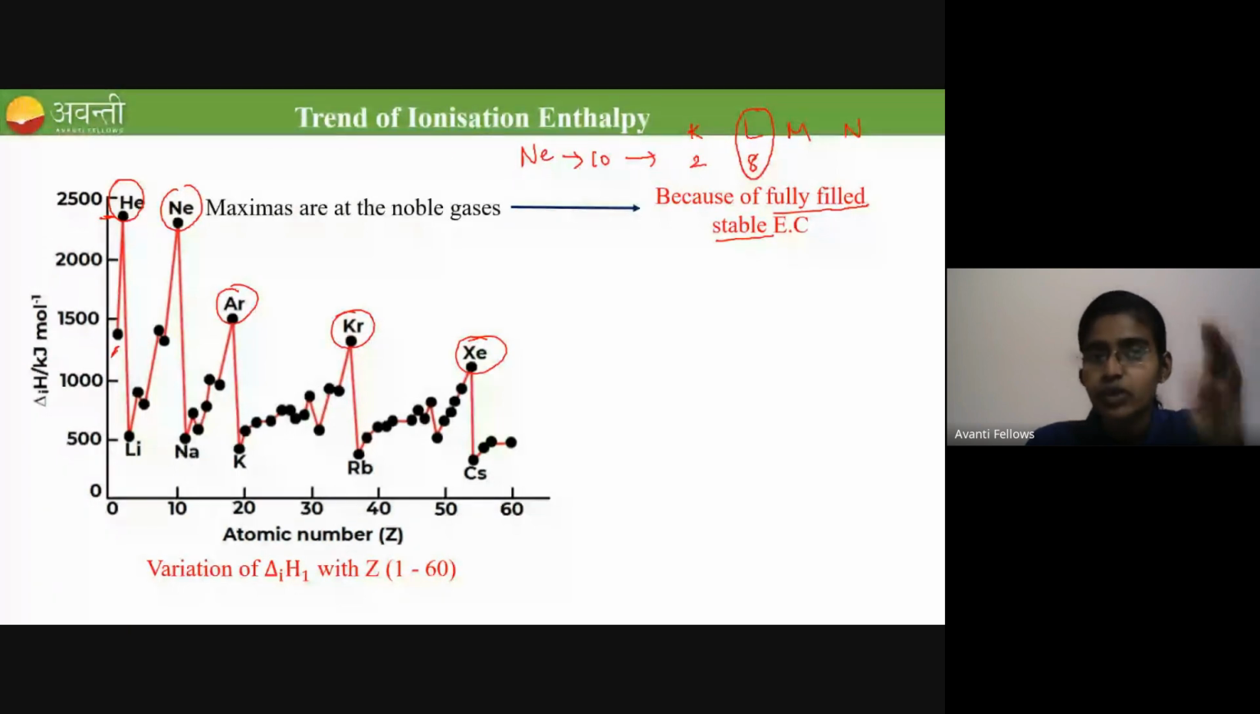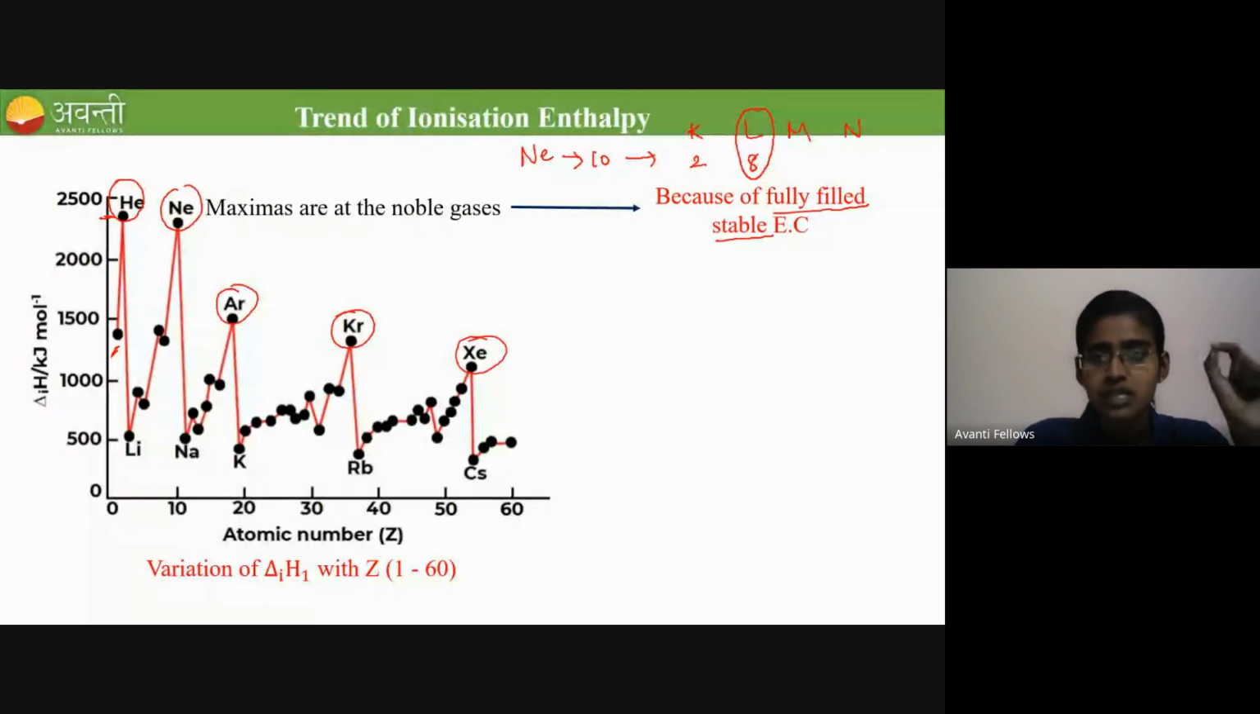In the same way, you cannot disturb all the noble gases which have the stable configuration. You have to supply a large amount of energy to disturb that atom and remove an electron from the noble gas atoms. Got it? So that's why all the peak positions are occupied by noble gases.